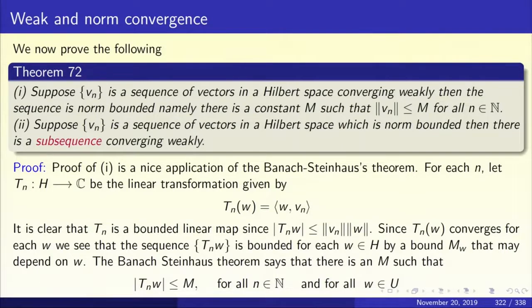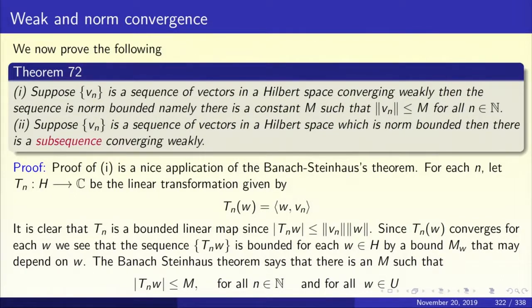So we got a sequence of bounded linear transformations. What is the property of this sequence? Tn W converges for each W. That's the definition of Vn converging weakly: the inner product of W with Vn converges for each W. In other words, Tn of W converges for each W. So Tn of W must be bounded for each W. In other words, the sequence of linear transformations is pointwise bounded. For each W, there is a bound which may depend upon W, namely m sub W.